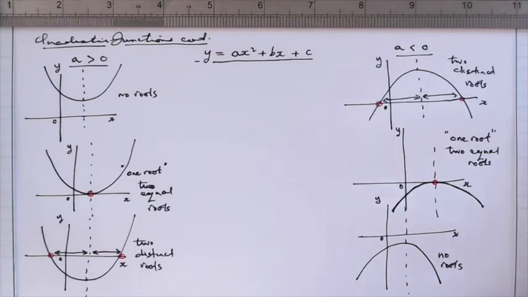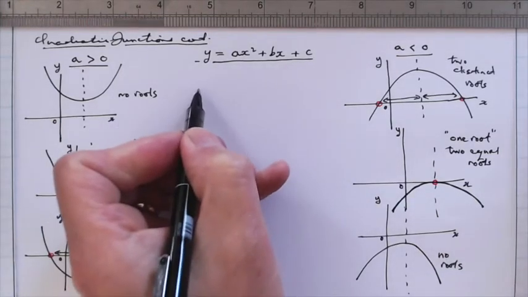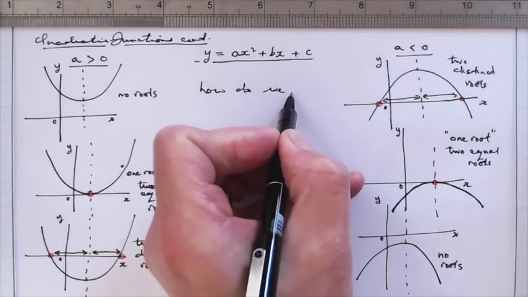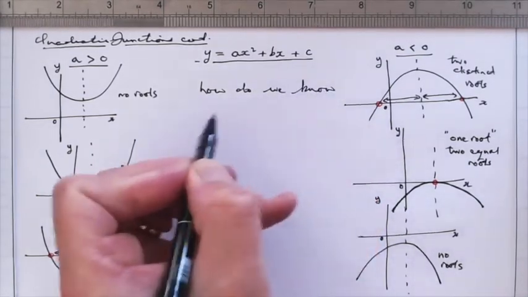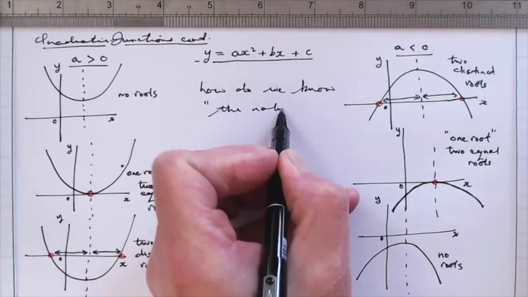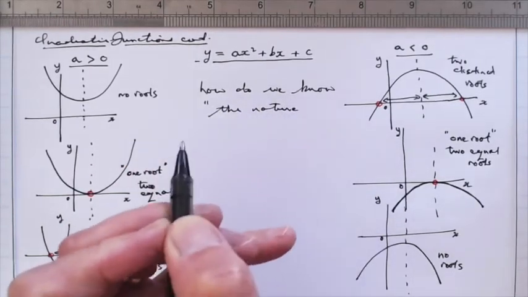So one question is, how do we know what's often called the nature of the roots? Namely, are there any roots?